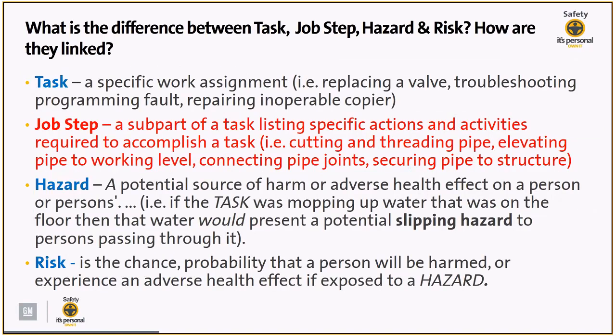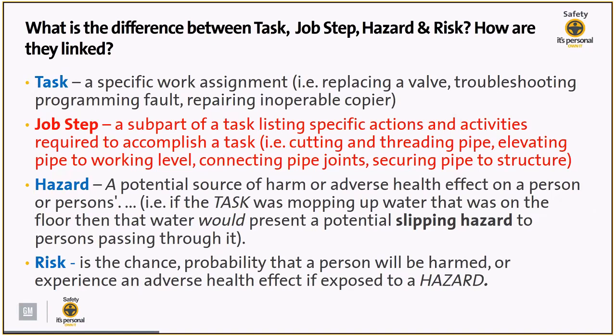So let's talk about the differences between a task, a job step, a hazard, and risk, and how they are linked together. A task is a specific work assignment. For instance, replacing a valve, troubleshooting a programming fault, repairing an inoperable copier. Whereas a job step is a subpart of a task listing specific actions and activities required to accomplish the task. For instance, cutting and threading piping, elevating the piping to a work level, connecting the piping to a joint, and securing the pipe to the structure. All those are steps to an overall task.